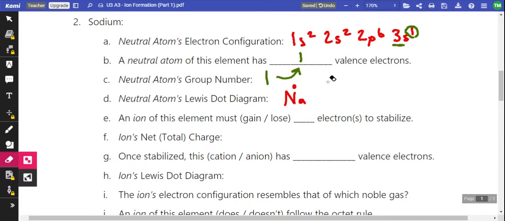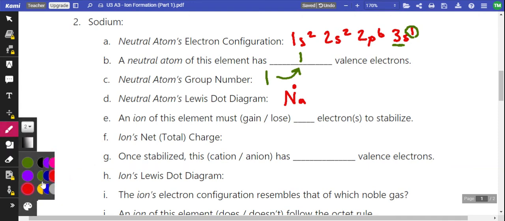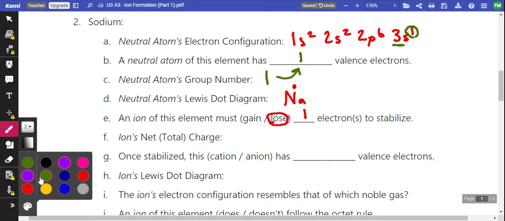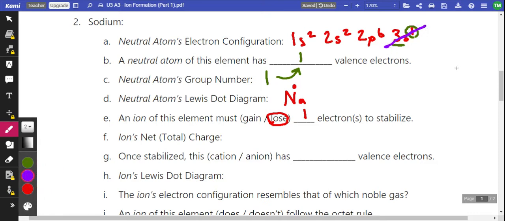Well, what option does that leave us? What if we lost electrons? Well, sodium really only has one valence electron to lose. So let's say we lost that one. What would that leave us at? If we lost that one valence electron, its electron configuration would be 1s2, 2s2, 2p6.